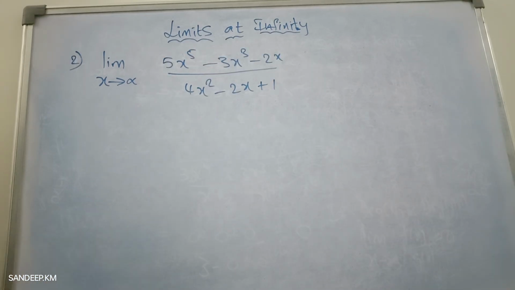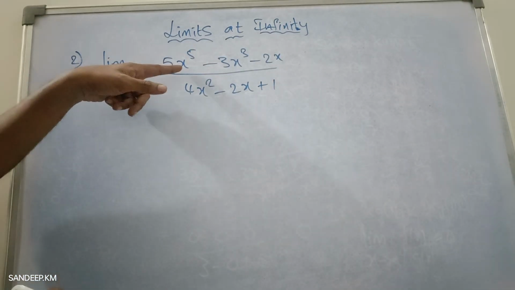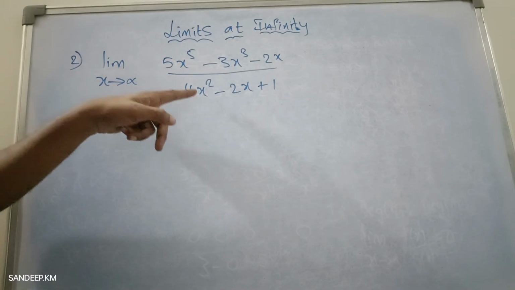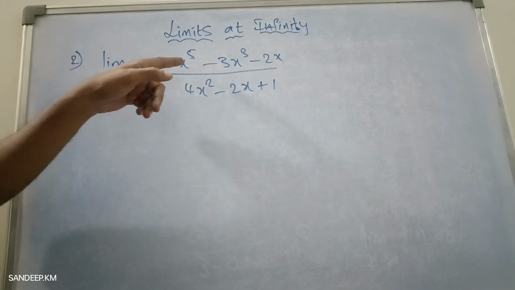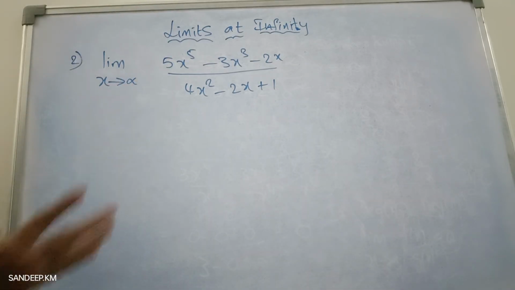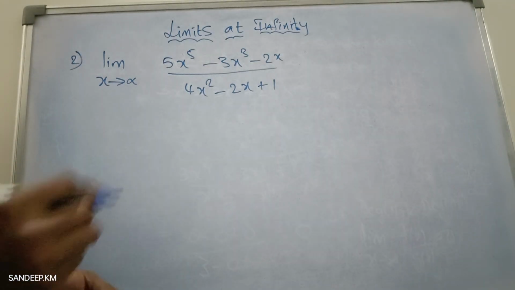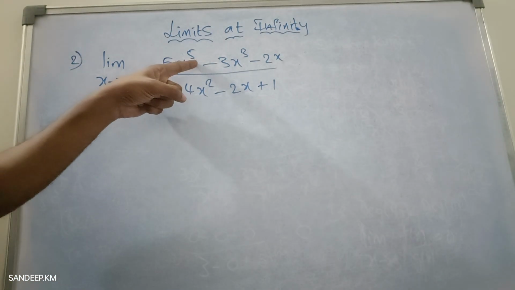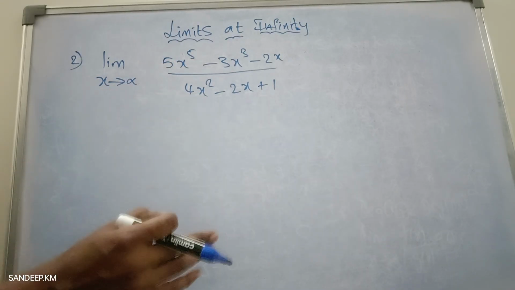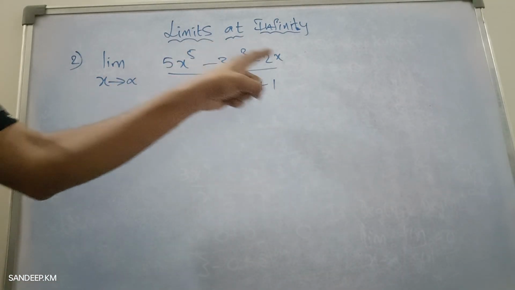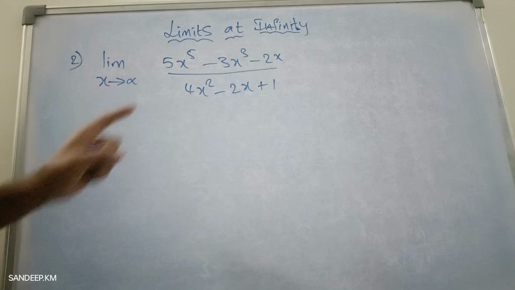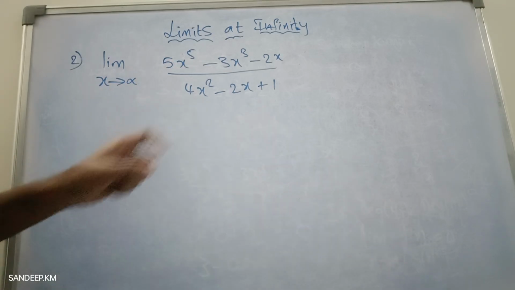Here is our second question. In this case, the degree of the numerator is 5 and the degree of the denominator is 2. The degree of the numerator is more than the degree of the denominator. But the method of solving is the same in the second example also. What do we do, dear students? Divide the numerator and denominator with the highest power of x. And the highest power of x is x power 5. So divide the numerator and denominator with x power 5.